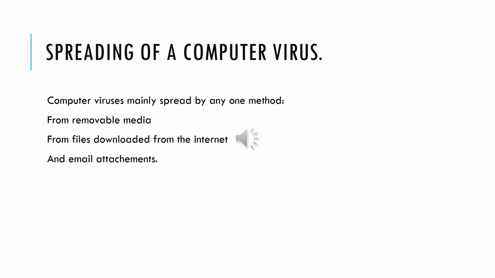How does the spreading of a computer virus take place? A virus enters your computer mostly through emails, instant messages, and risky websites. The virus software attaches to a program such as a word processor or spreadsheet. Computer viruses usually spread in one of three ways: from removable media, from files downloaded from the internet, and from email attachments.